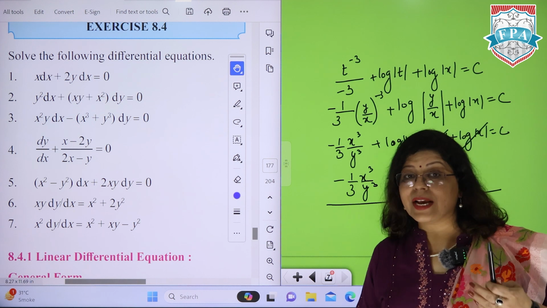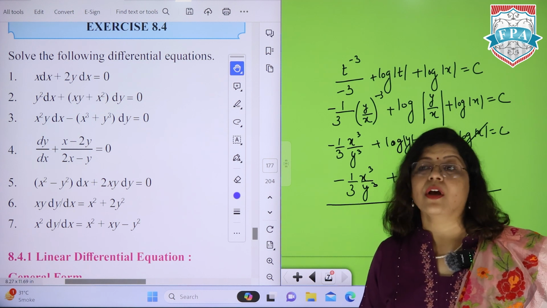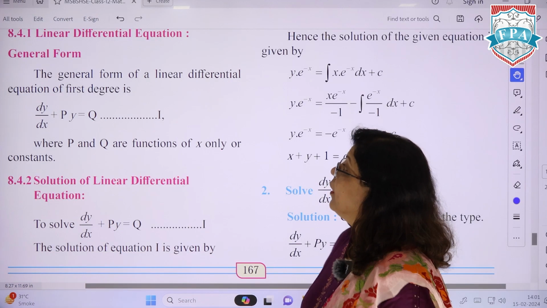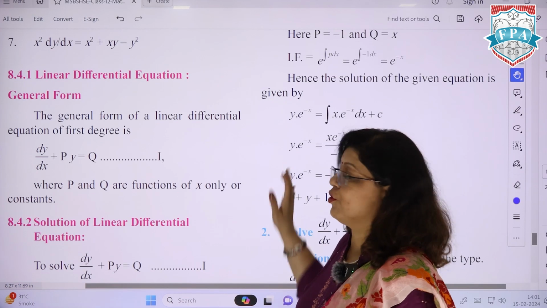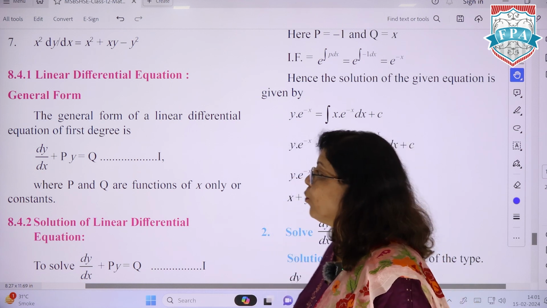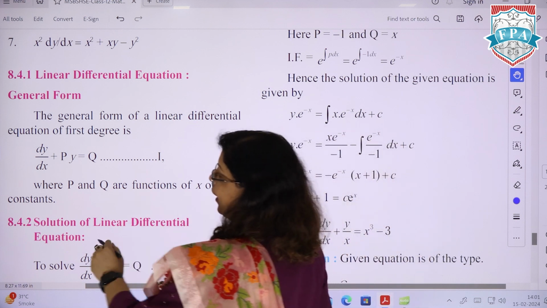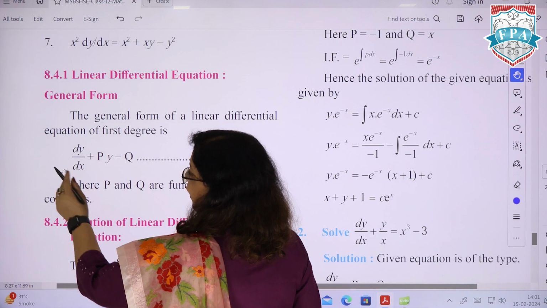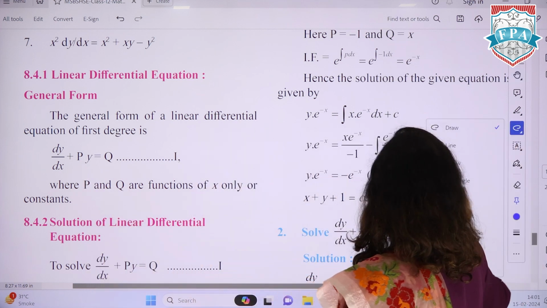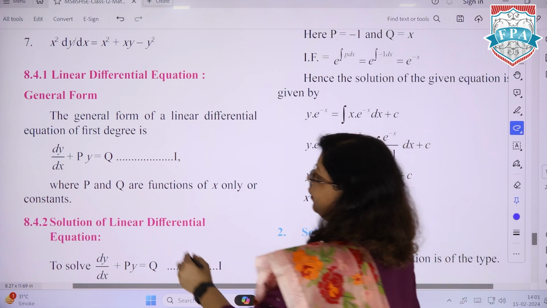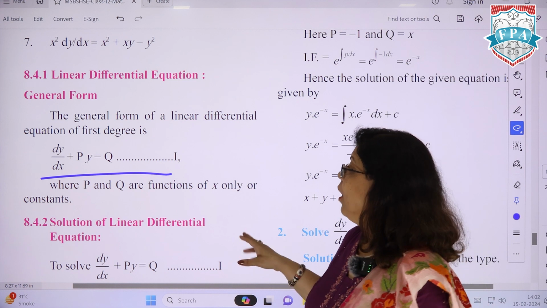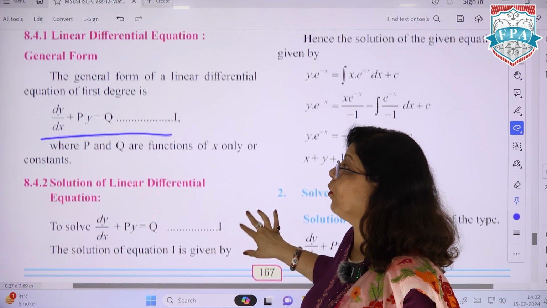Now let's see the next kind of differential equations, which are the next level of solving differential equations. The next thing is the linear differential equation. Linear, we all know, is in the format of y is equal to mx plus c. So here also the format is somewhat the same. The general format is dy by dx plus py is equal to q, where p and q are functions of x or constants.